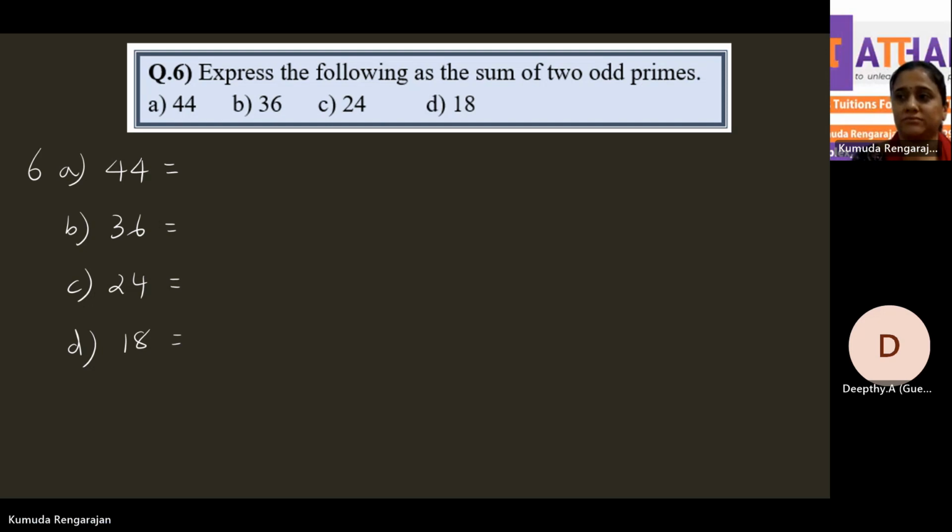Satakshi, see, you have to take two prime numbers, two odd prime numbers. And when you find their sum, the answer should be 44. Both the numbers must be odd as well as prime. That's why two odd primes. Odd primes, meaning odd number and prime number. If you add, you must get 44.